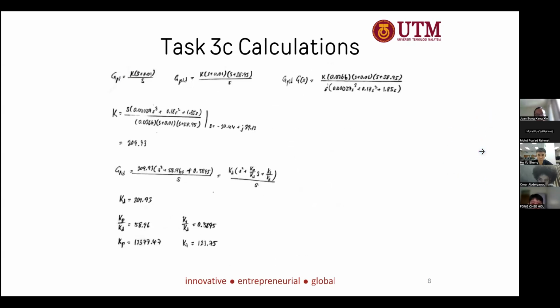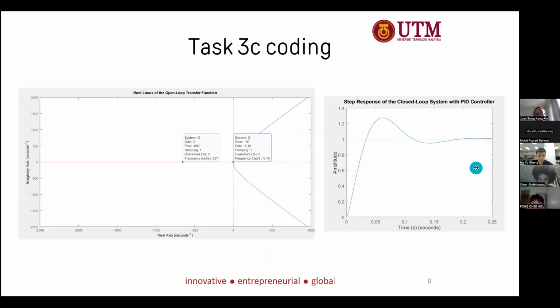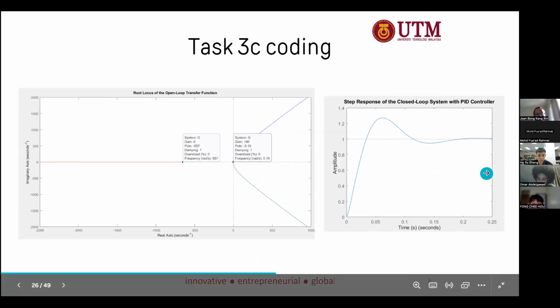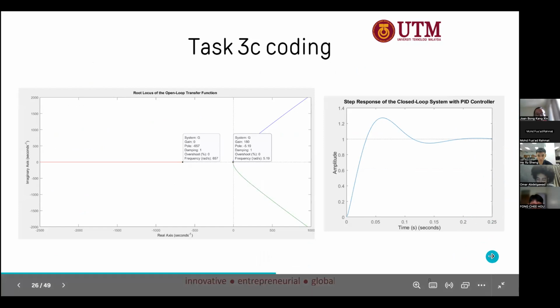And then we'll get the new KD, the new KP and the new KI for the new specifications. And now that is the coding of task 3C. And that is the output of the graphs of the new inputs that we will get.